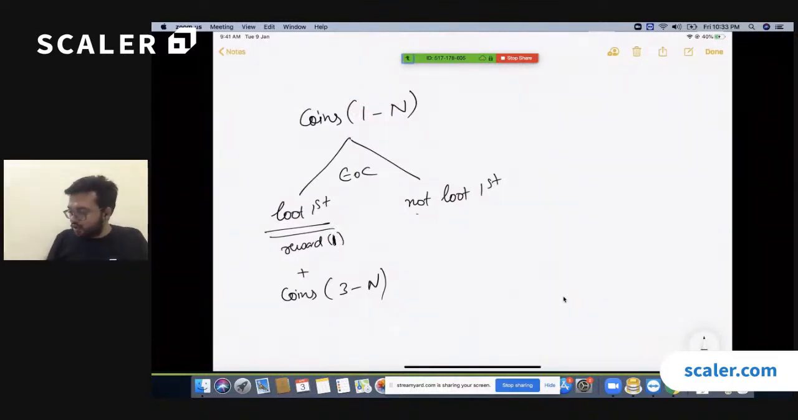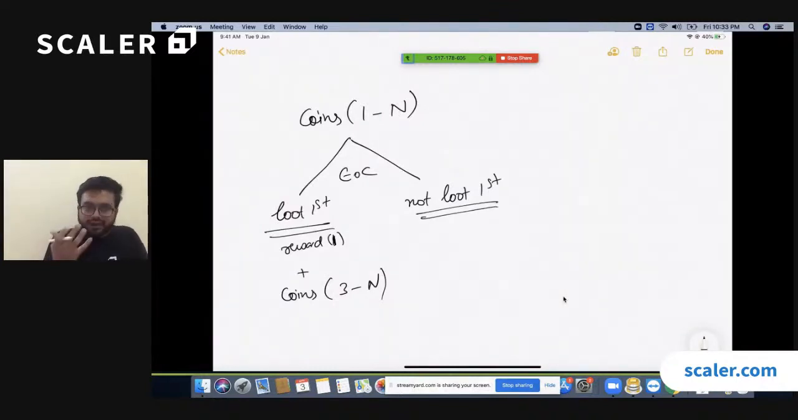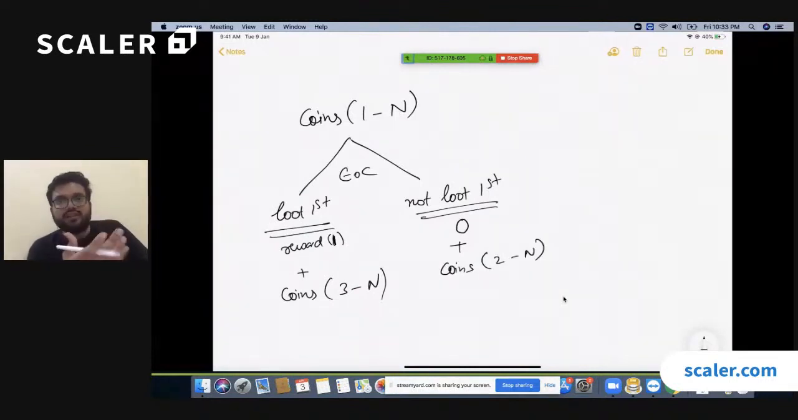Similarly, if you choose not to loot the first house, then what is the sub-problem reduced to? If you are not looting the first house, are you getting any loot amount? No, you are not getting any loot amount. So you will just add a 0 to a sub-problem. Your problem now reduces to finding the best loot that you can make from the second to the nth house, because the first house you have not looted, and if you did not loot the first house, you can still loot the second house.